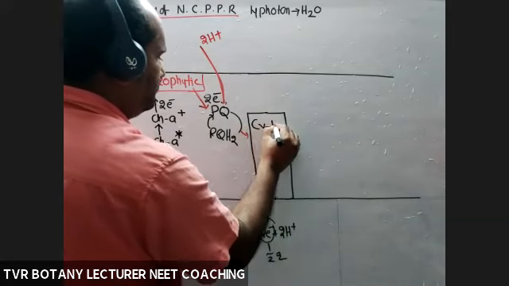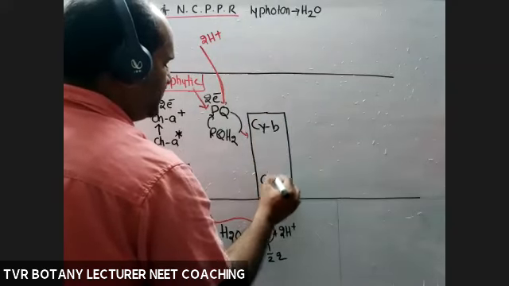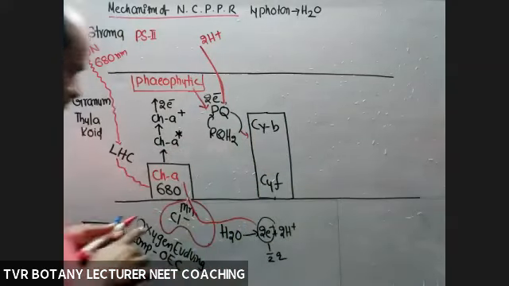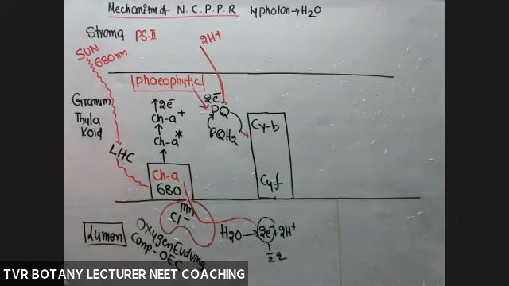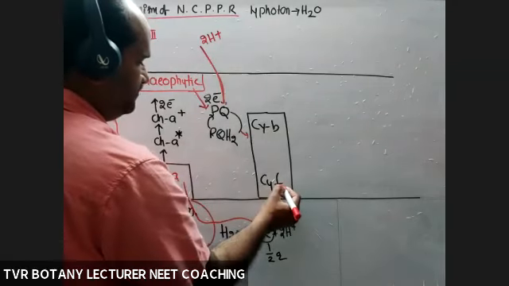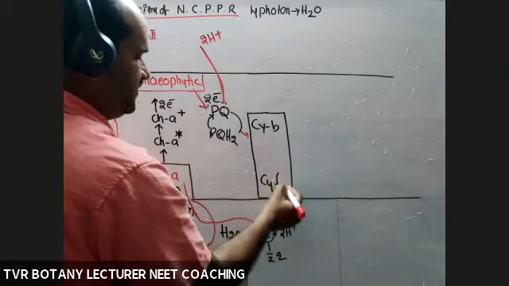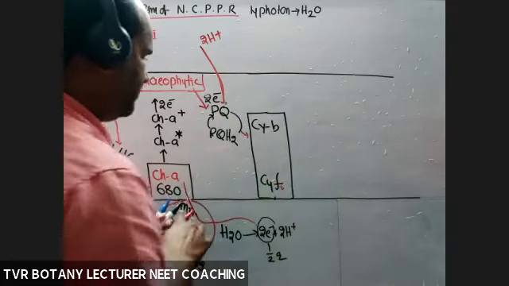Cytochrome B, cytochrome F. Cytochrome B F6, B by F6. That is one type of cytochrome.